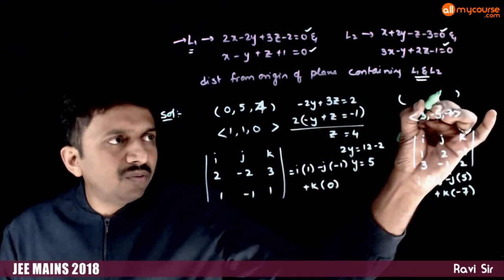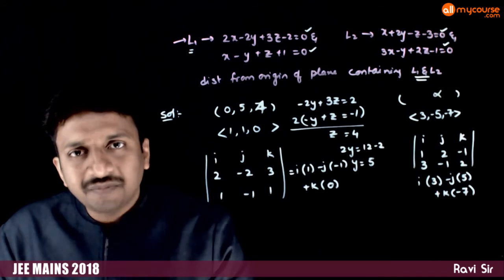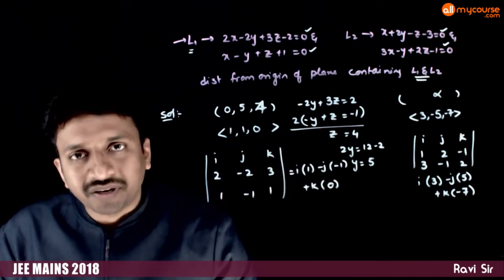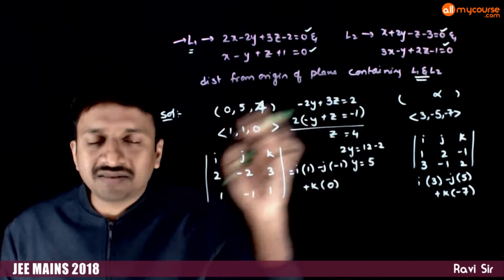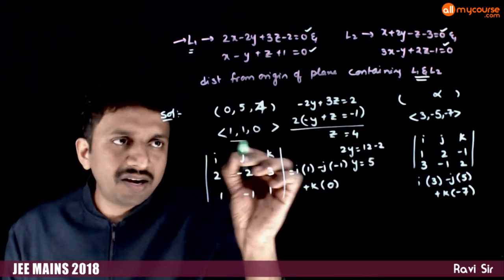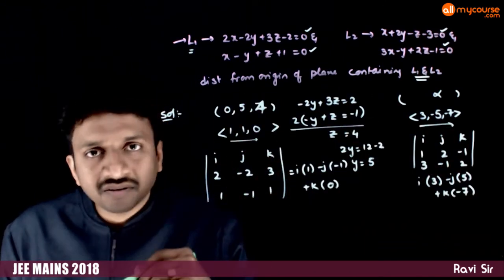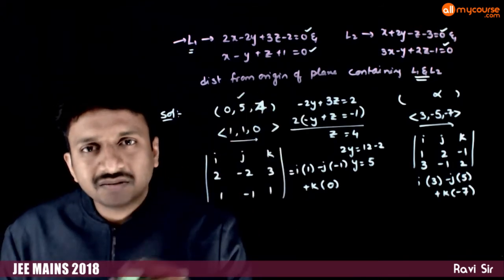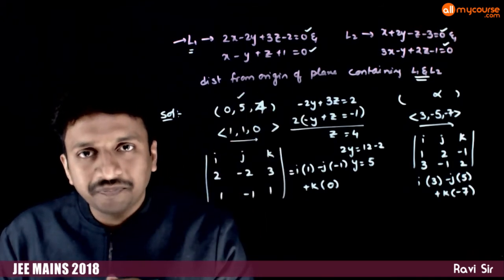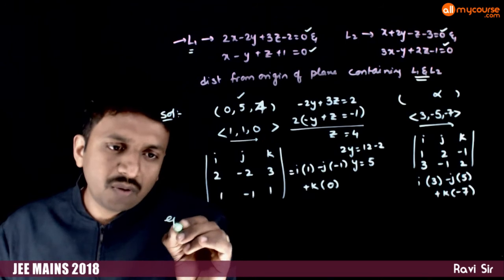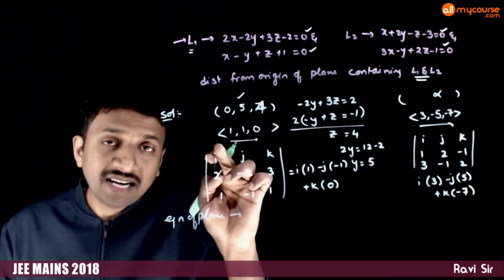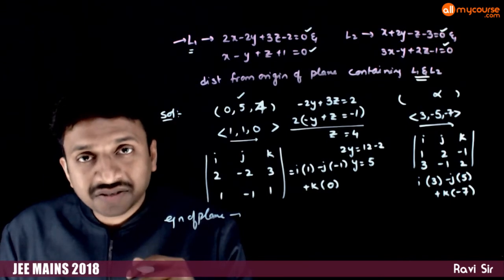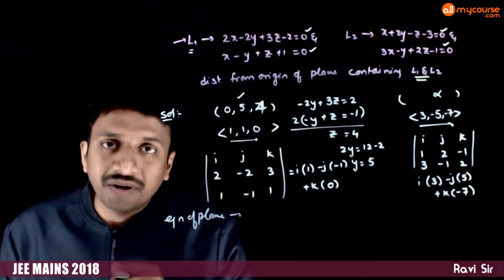And you don't need to find the point here. You can save some time by not finding this point, because I want a plane containing both the lines. So I already have 2 direction vectors and 1 point. This will be sufficient to find the plane. So what is the equation of the plane containing these 2 directions passing through this point?